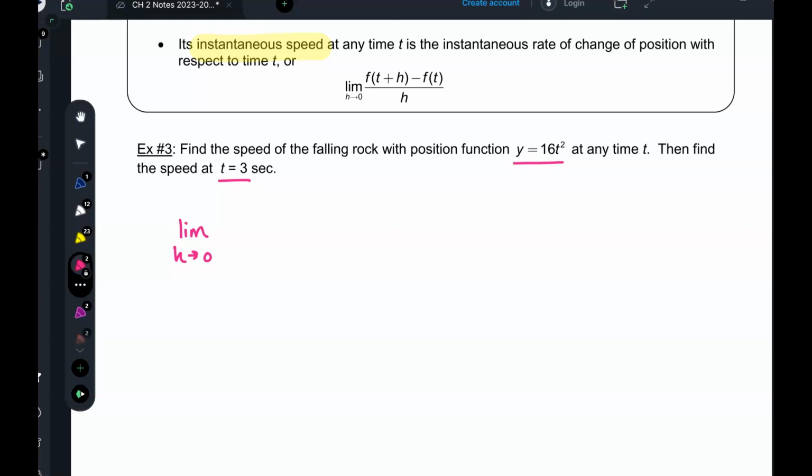What are the units for this? Oh, you know what, I didn't give units, this is actually in feet, I probably should have said feet. But that's okay, I'll throw that in there. We'll use feet and we'll use seconds. Okay, so we have 16 times 3 plus h squared, right? Minus 16 times 3 squared, all over h.